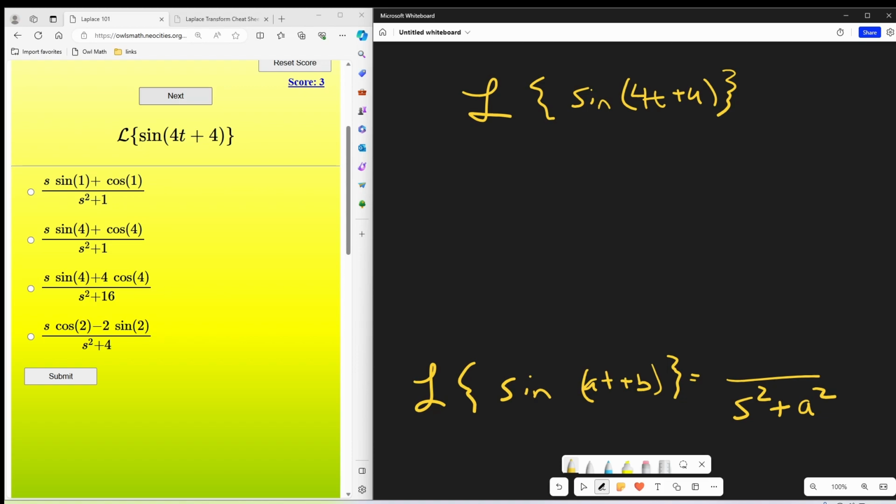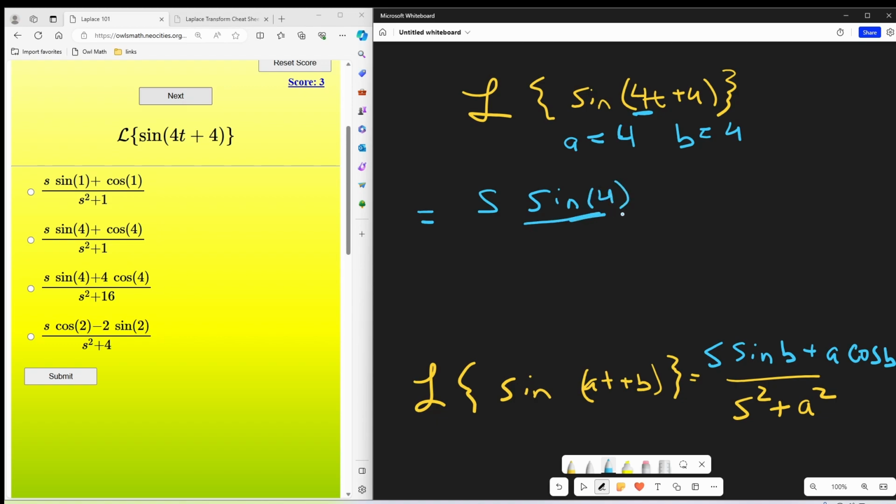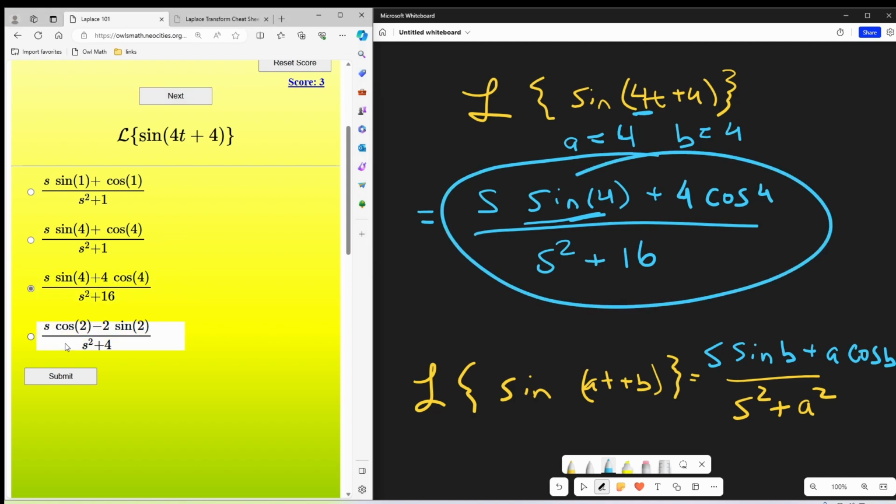But where it gets weird is in the numerator. Let's see if I can remember. The numerator is going to be s sine b plus a cosine b. Well, the next thing in our problem here is we can see our a value is going to be 4, but our b value is also going to be 4. So let's just use this formula and see what we have. This should be s times sine of 4. Now that's just going to be some numeric value, sine 4. And we'll have plus, a value is 4, cosine of 4. And this is going to be all over s squared plus 4 squared, or 16. And let's check it. Looks like this one right here.